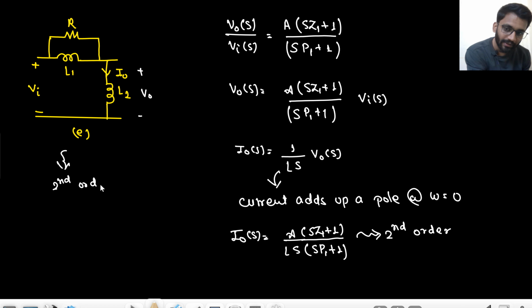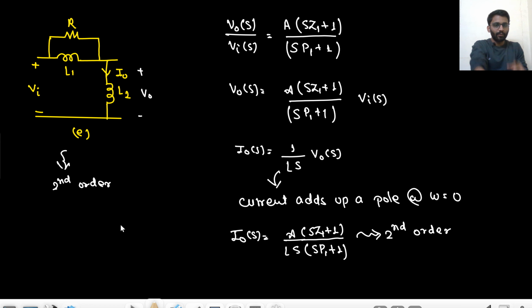So every time, whenever they are asking you the order of the circuit, what you will do? First you will calculate for voltage. So you will see that this is the first order circuit. For current, what you will do? You will say that I naught S would be 1 upon LS into V naught S. So now the current is adding up a pole at omega equals 0. So now there are two poles. So this is a second order circuit.